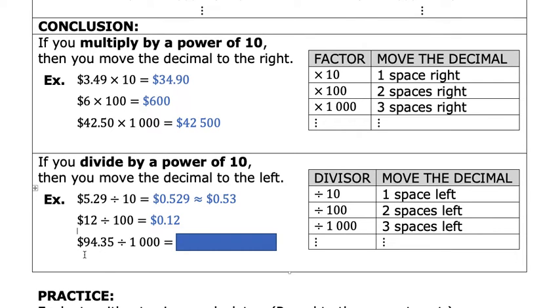Lastly, $94.35 divided by 1,000. So this would mean we move the decimal over 3 spaces to the left. 1, 2, skip an empty space 3, and we'll put a 0 in that place. So 0.09435. Now this doesn't make sense as a money value because we round to the nearest cent, and this is closest to 9 cents when we round to the nearest hundredth.